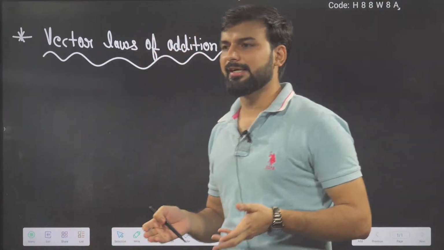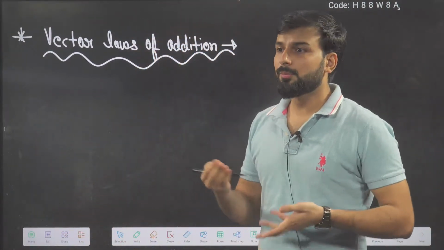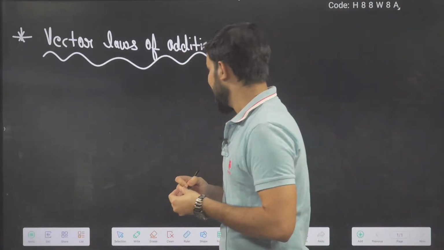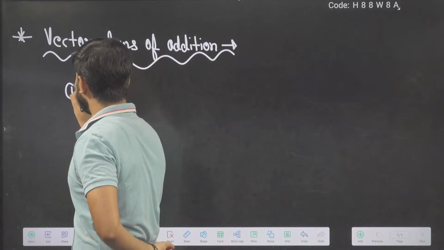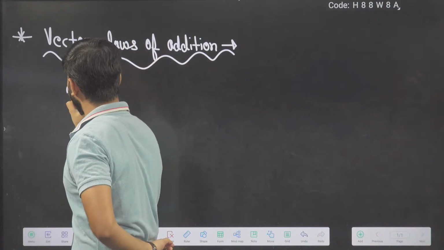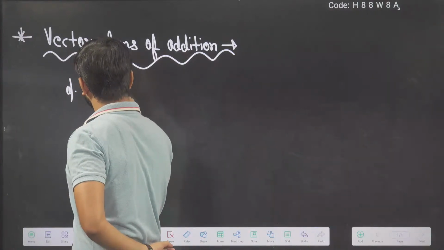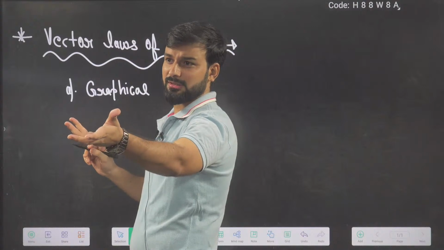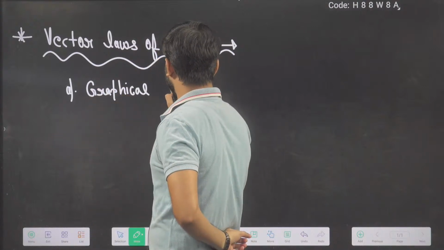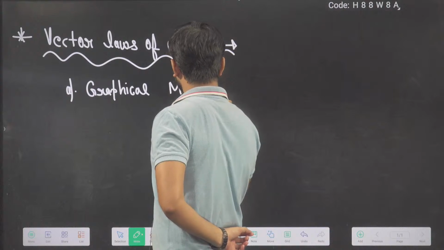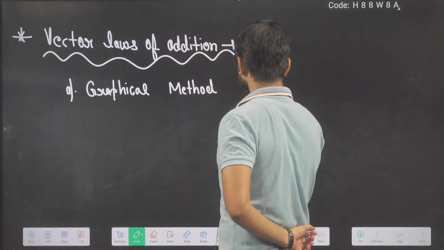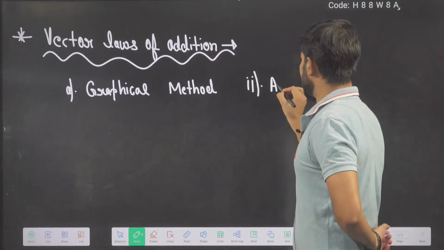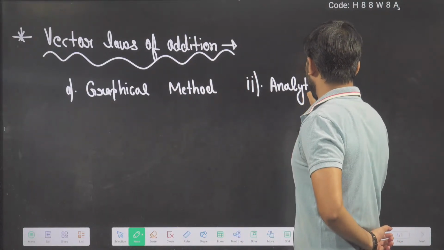Yes, triangle law of vector addition, parallelogram law of vector addition, polygon law of vector addition. In vector addition there are two methods. The first method is the graphical method. Graphical is the geometrical method. Up to 10th class you used to use a geometry box. That is the graphical method. And the second one is the analytical method, which we are going to study in the next to next class.